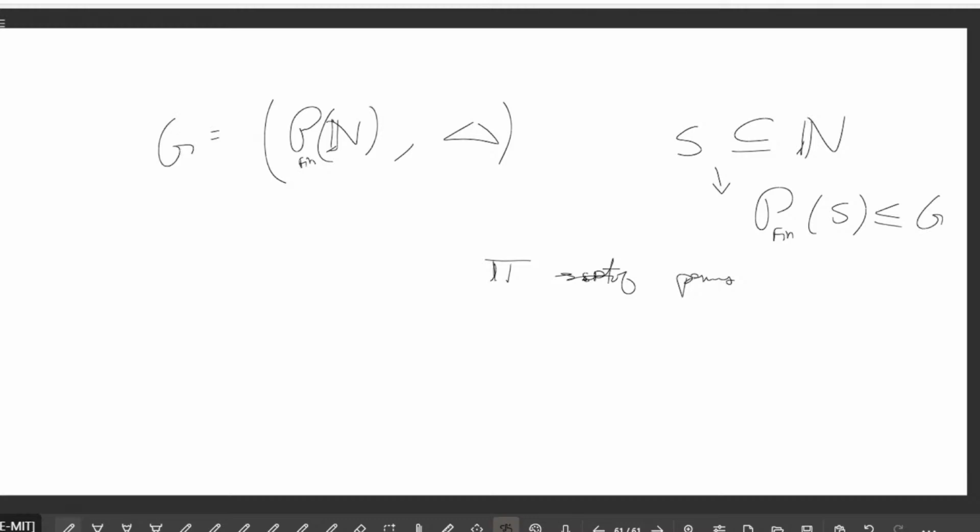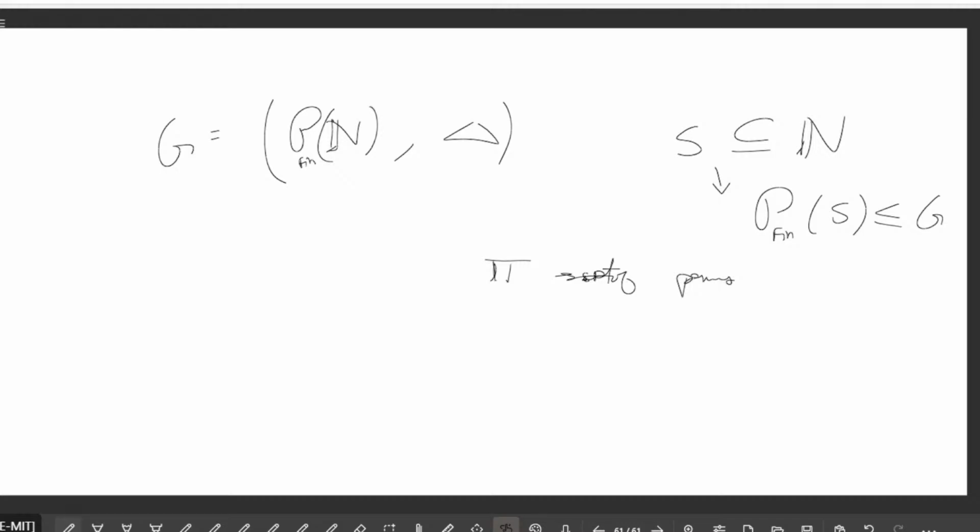Correct. Basically, whatever set you take, the operation is symmetric difference, so it will be closed under it, as long as it's a subset. So this is definitely a subgroup of this. How many of them are there? Uncountably many, because I'm taking all subsets, not only finite but infinite. So there are uncountably many of them.